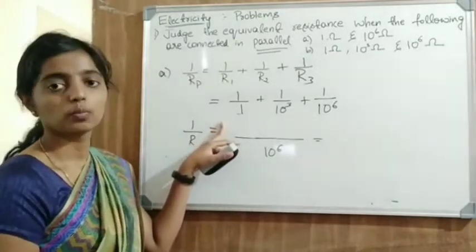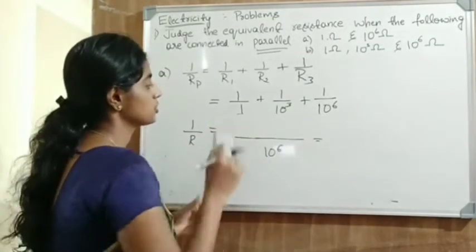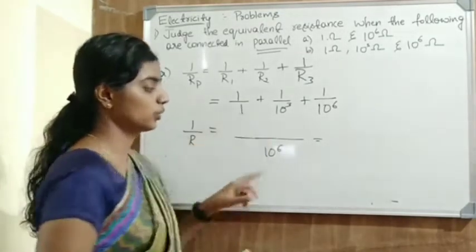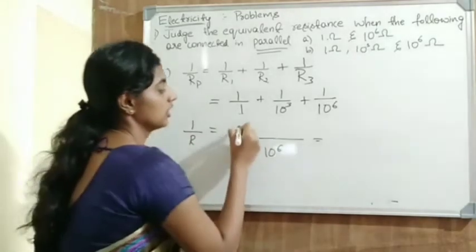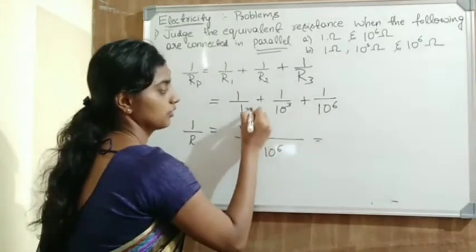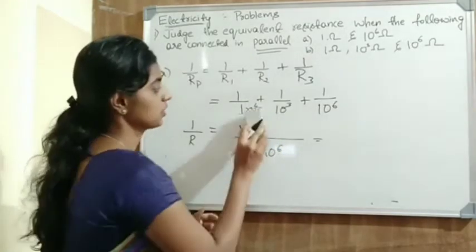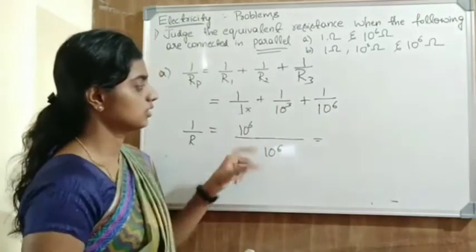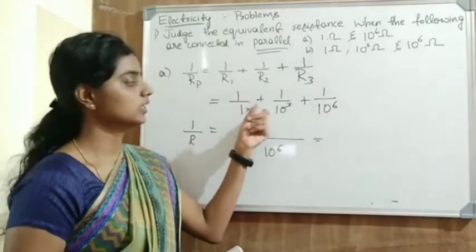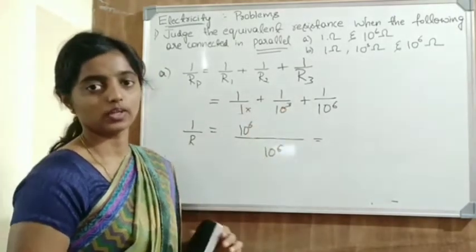Now what about numerators? Which number we need to multiply with 1 to get 10 to the power 6? Into 10 to the power 6, right? If we multiply 1 into 10 to the power 6, we will get 10 to the power 6. These are just shortcuts I am telling. If you know your method, just follow that one.